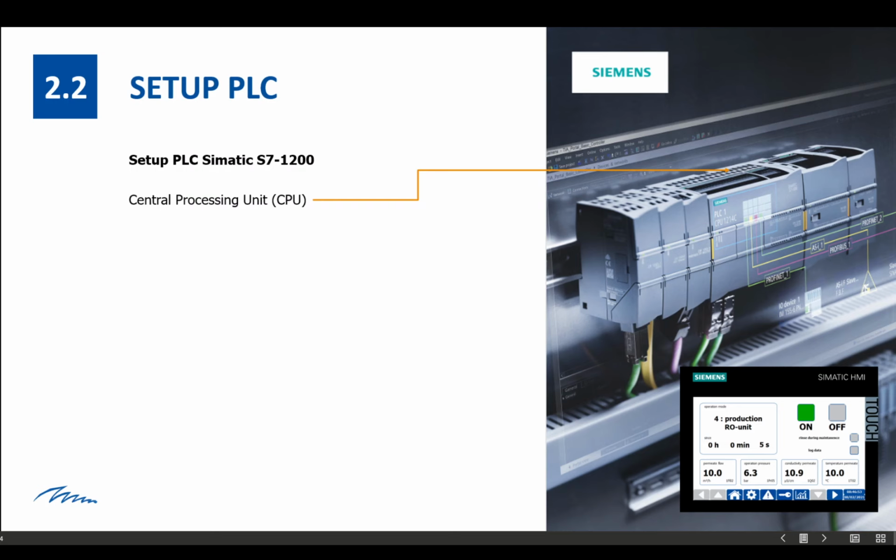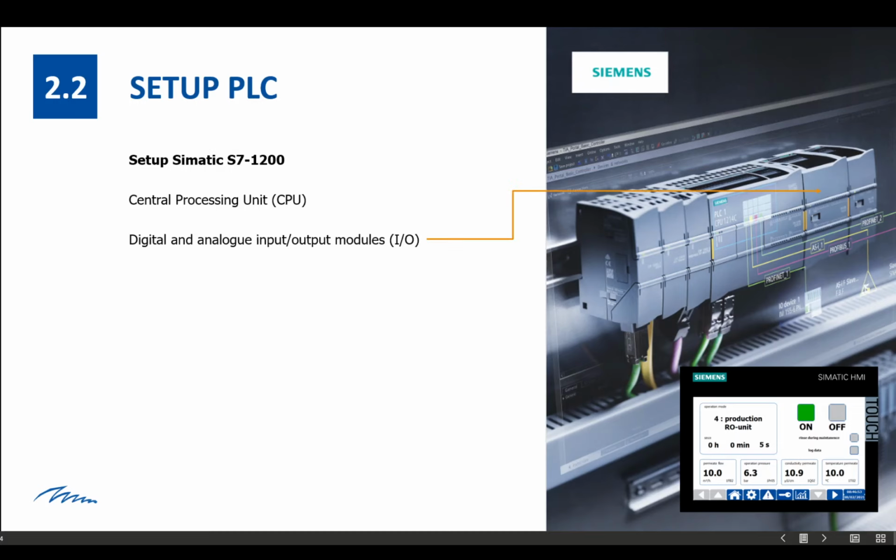The setup of a PLC of Siemens looks like this. We have in the middle the CPU, the central processing unit. Then we have digital and analog input and output modules, IOs. And we have interface modules, for example, Profinet connections. And we have the human-machine interface, the HMI, also called the display.